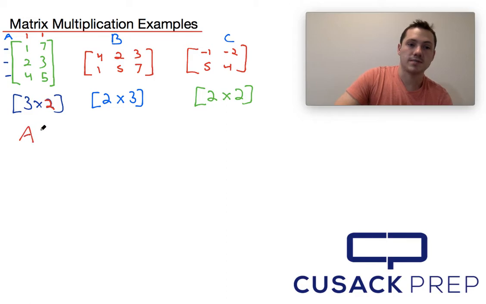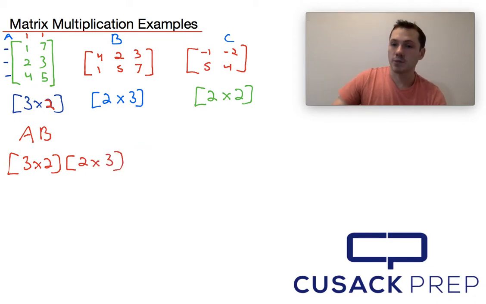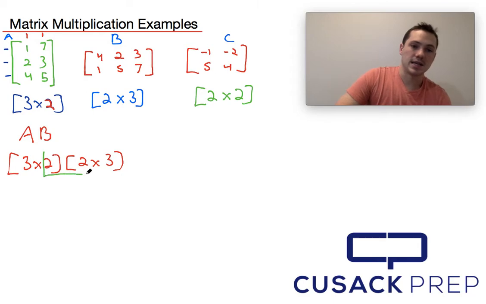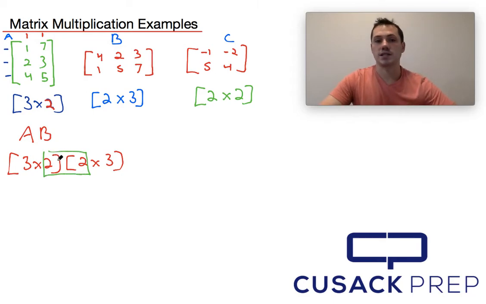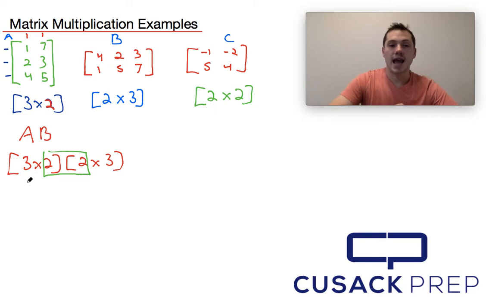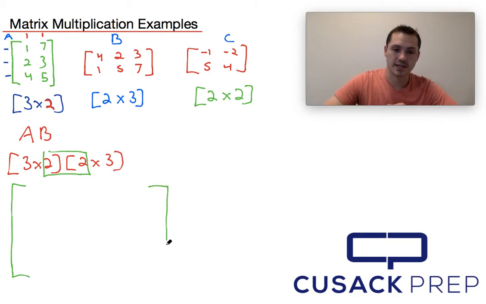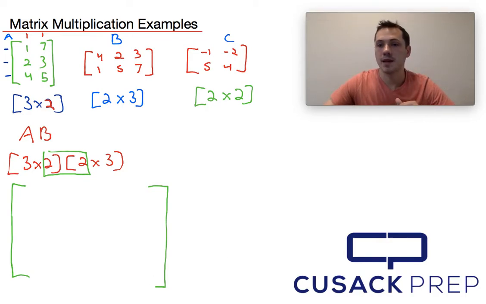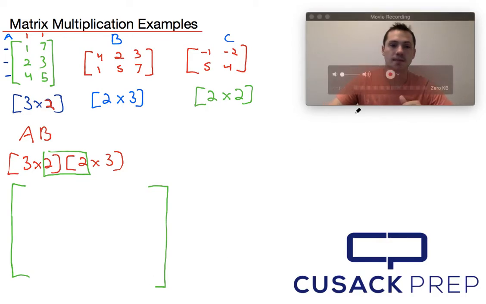So first, matrix A times matrix B. Well, matrix A is a 3 by 2 matrix. Matrix B is a 2 by 3 matrix. So you definitely can multiply these because the columns of the first match the rows of the second. And the output for this would be a 3 by 3 matrix. So I'm just going to set this up right here. I'm going to leave a lot of room because that's a big matrix. But we could, in fact, multiply A by B. We'll come back and do it in a little bit.